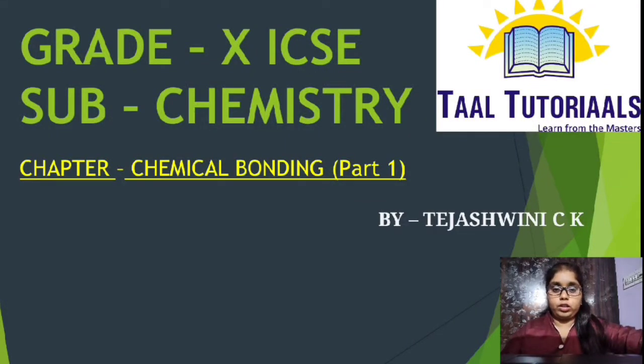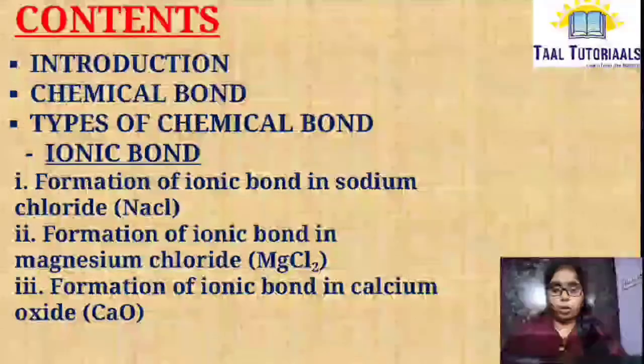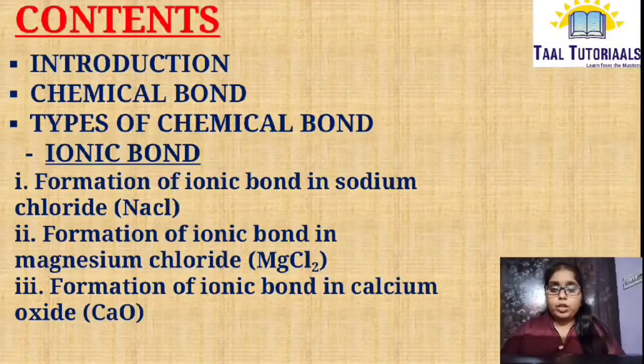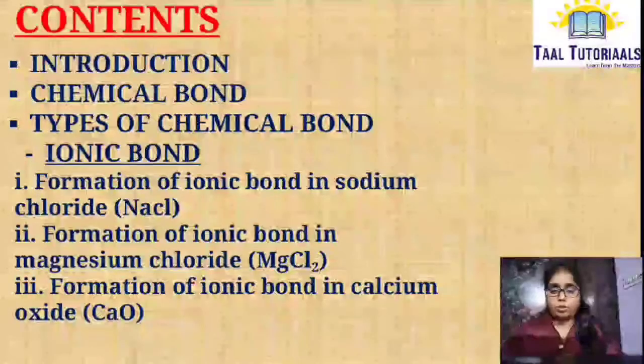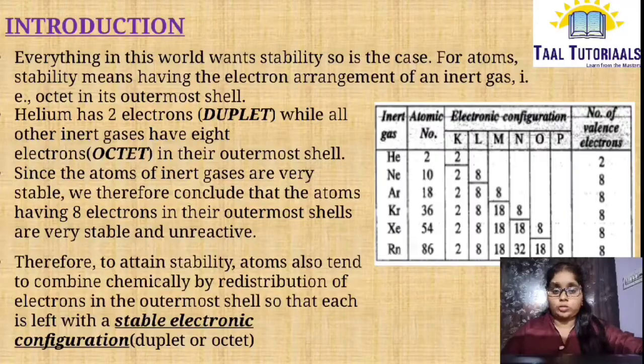In this, we are going to know about interaction, chemical bond, types of chemical bond. In that type, we are knowing about ionic bond. Then formation of ionic bond in sodium chloride, then formation of ionic bond in magnesium chloride, then formation of ionic bond in calcium oxide. First, we'll go to interaction.